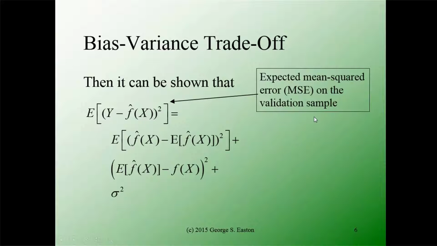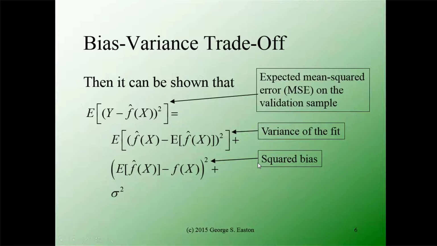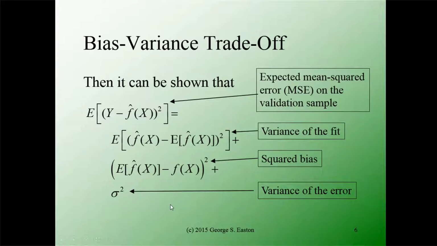It's going to be equal to the variance of the fit. So this is the formula that I just showed you for the variance of f hat of x. So it's f hat of x minus its expectation. Take the difference and square it, and then take the overall expectation, plus then the squared bias. So the bias was the expectation of f hat of x minus the true value, which is f of x. And then this is squared. And then finally we add to that the variance of the error term epsilon. So this is the variance of the error, which we're going to assume as usual is sigma squared.